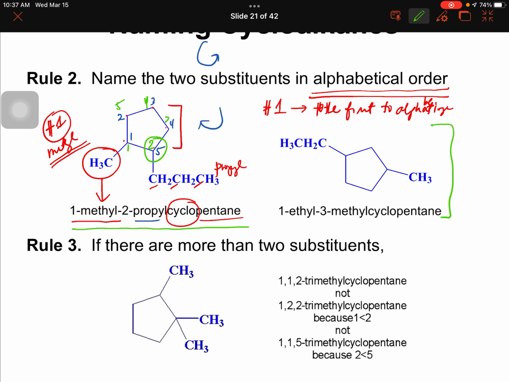So, again, what's the rule? Let's assign a lower number for the second substituent. So, this one is 2-propyl. So, the name is 1-methyl-2-propylcyclopentane. Okay? So, ito, same lang siya, same explanation just like in this structure to the left.